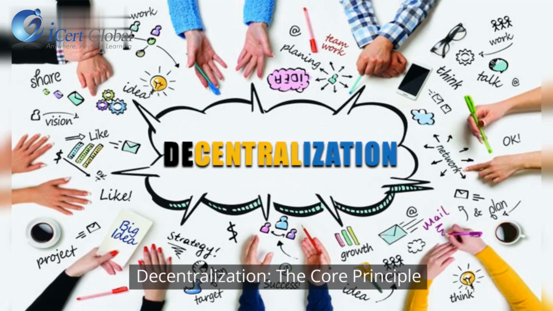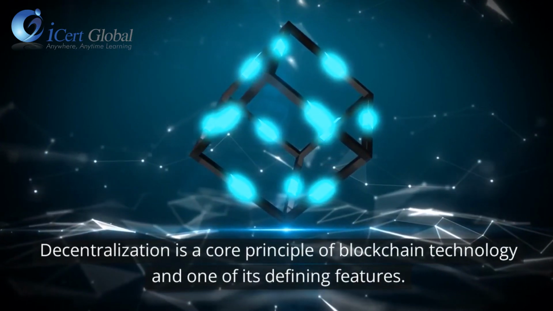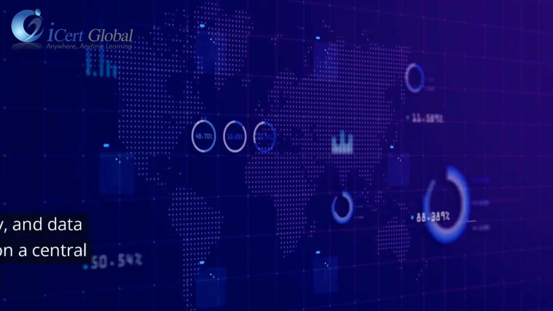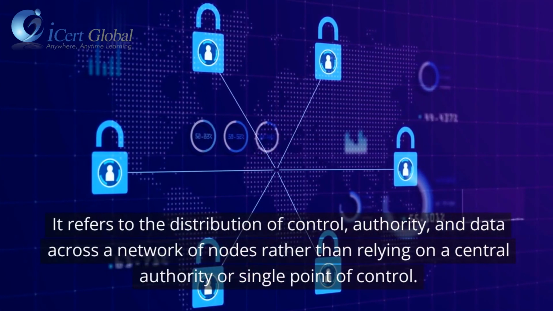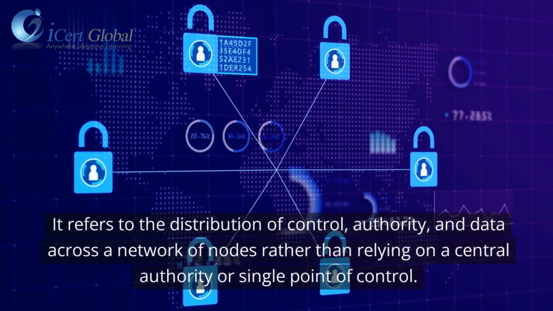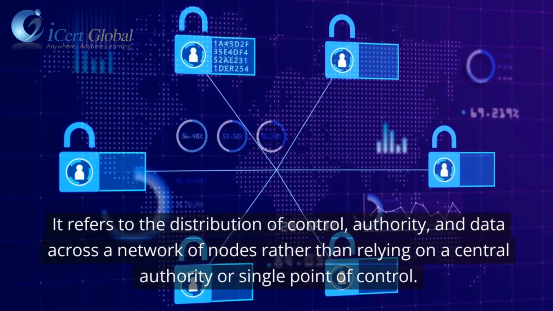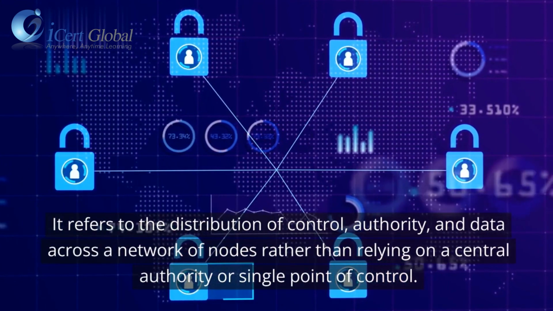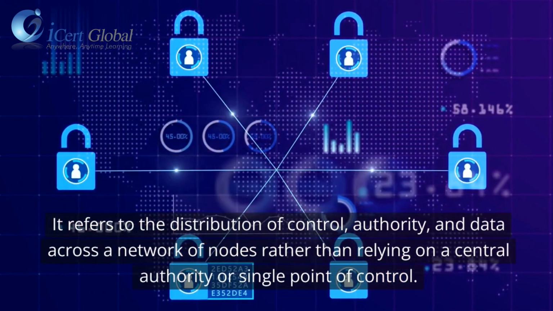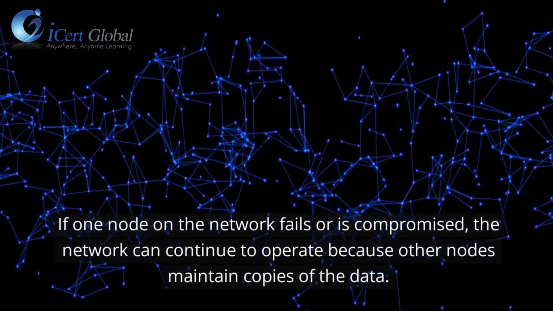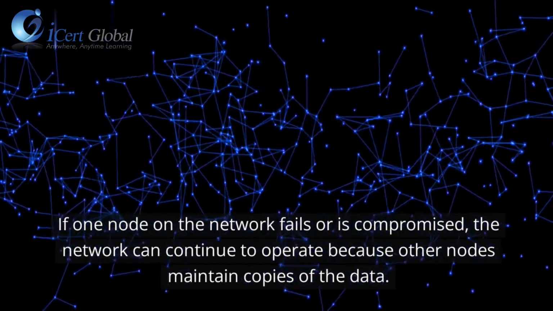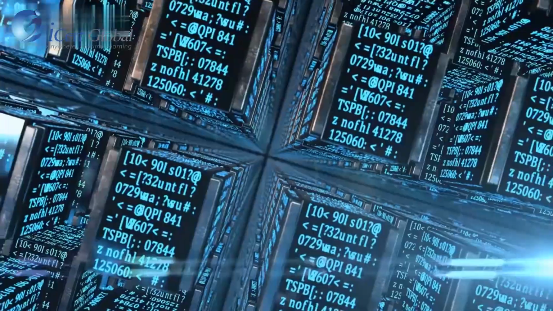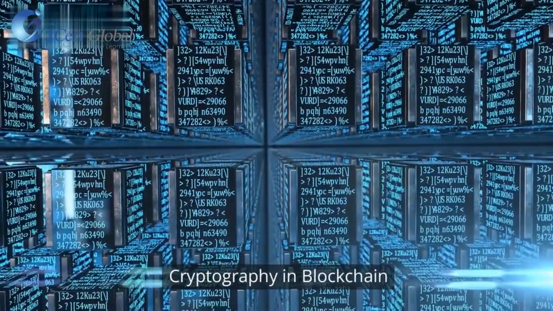Decentralization. The core principle. Decentralization is a core principle of blockchain technology and one of its defining features. It refers to the distribution of control, authority, and data across a network of nodes rather than relying on a central authority or single point of control. If one node on the network fails or is compromised, the network can continue to operate because other nodes maintain copies of the data. Cryptography in blockchain.